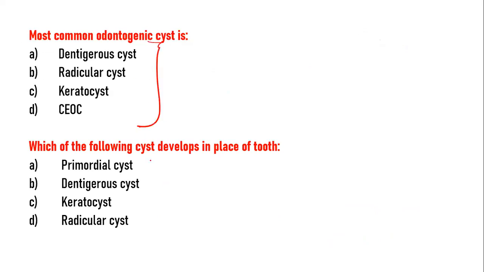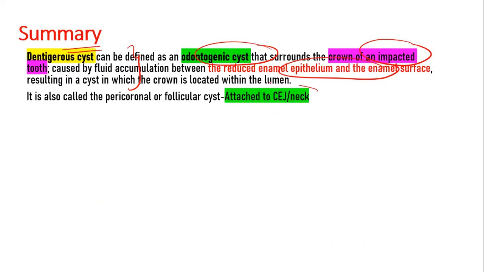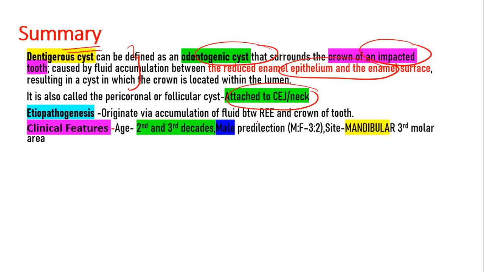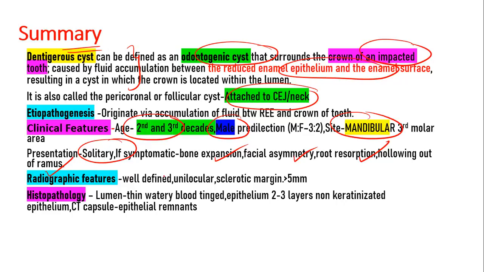In the previous video, we have solved these 2 MCQs, the answer being radicular cyst and primordial cyst. And to summarize, it is an odontogenic cyst surrounding the crown of an impacted tooth, with fluid accumulation between reduced enamel epithelium and enamel, attached to the CEJ, clinically seen in the second and third decade, in males, in the mandibular third molar, solitary, may cause bone expansion, asymmetry, root resorption and hollowing out of the ramus, pathological fractures, and a well-defined unilocular radiolucency with a sclerotic margin.